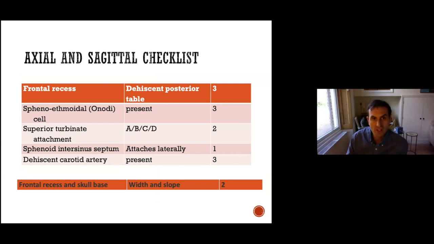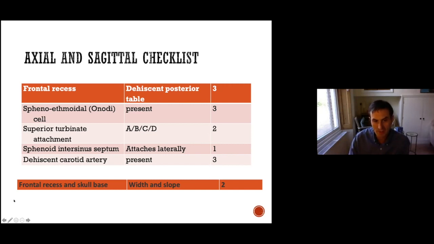On the axial and sagittal sequences, again, you can look at the presence of the Onodi cell. We talked about the superior turbinate attachment. Also important to identify the sphenoid intersinus septum, because that can attach laterally over the carotid artery. And you may also detect dehiscence of the carotid artery in the back of the sphenoid.